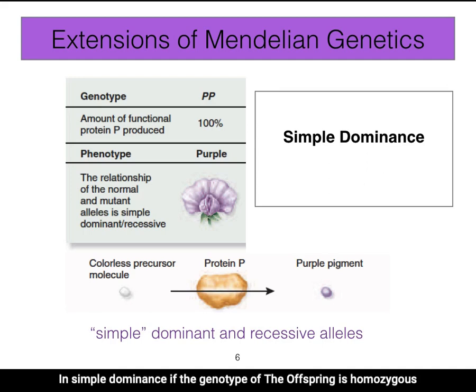In simple dominance, if the genotype of the offspring is homozygous dominant, indicating that the offspring inherited dominant alleles from each parent, the phenotype will be that of the dominant allele. In this case, it would be purple. So just remember that simple dominance refers to a dominant allele and a recessive allele.